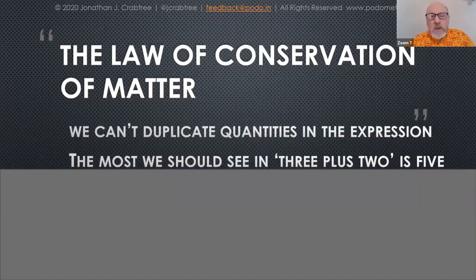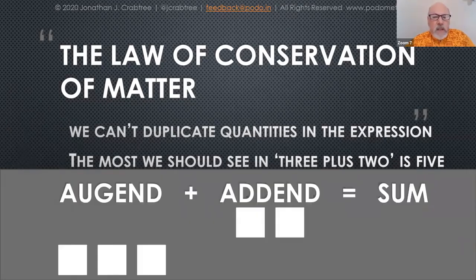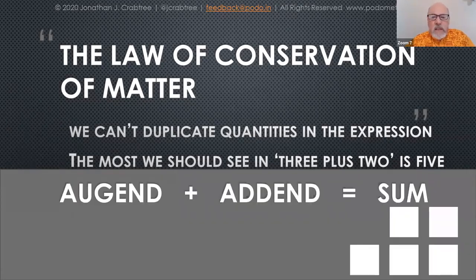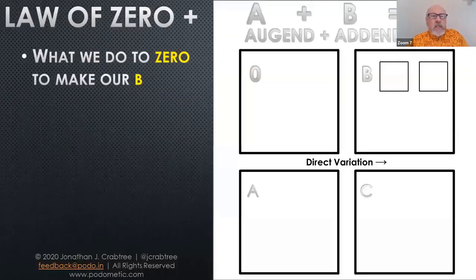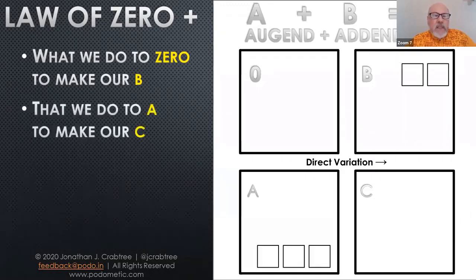Now, once we've got the children used to the ideas, then we can drop the idea of the law of conservation of matter a little. So here we've got the augend and the addend, and then the sum. We don't have them all together. So we only ever see a maximum of 5, because that's how many there are as a maximum in the story. So here's the law of 0, where we start to introduce the concept of direct variation. So the law of 0 for addition is what we do to 0 to make our B, that we do to A to make our C.